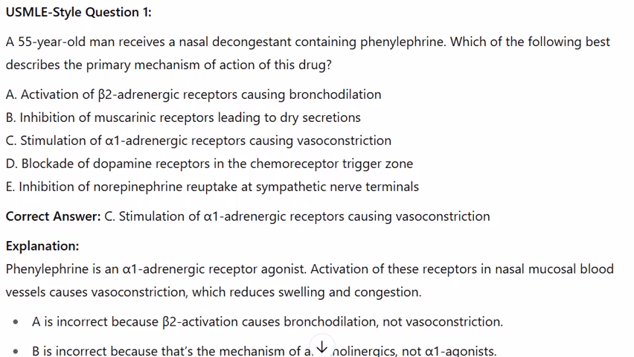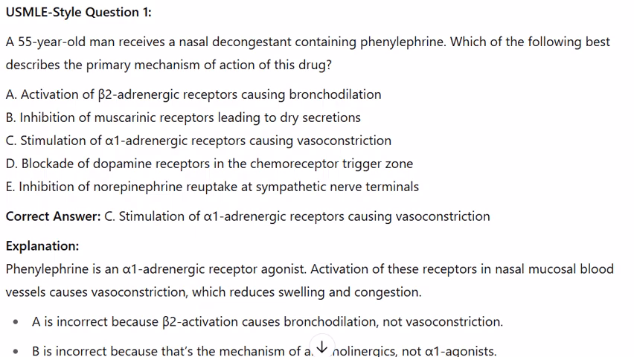C. Stimulation of alpha-1 adrenergic receptors causing vasoconstriction. D. Blockade of dopamine receptors in the chemoreceptor trigger zone. E. Inhibition of norepinephrine reuptake at sympathetic nerve terminals. Correct answer, C. Stimulation of alpha-1 adrenergic receptors causing vasoconstriction.